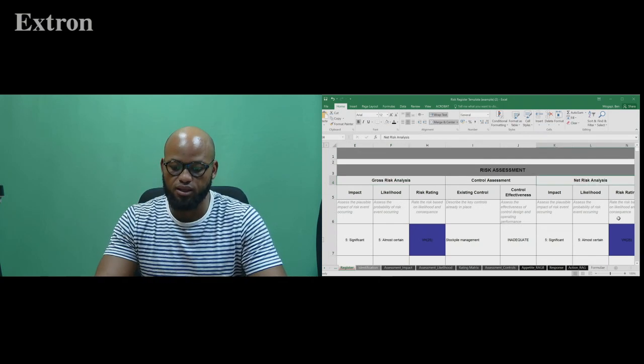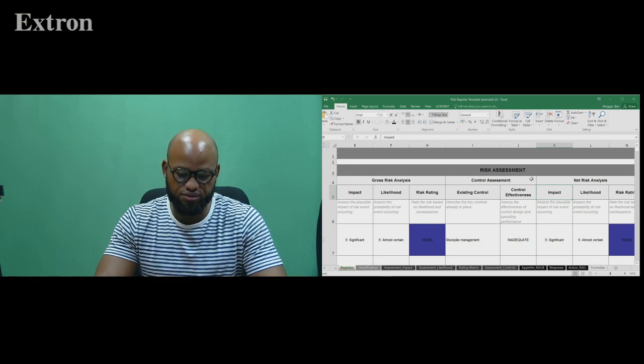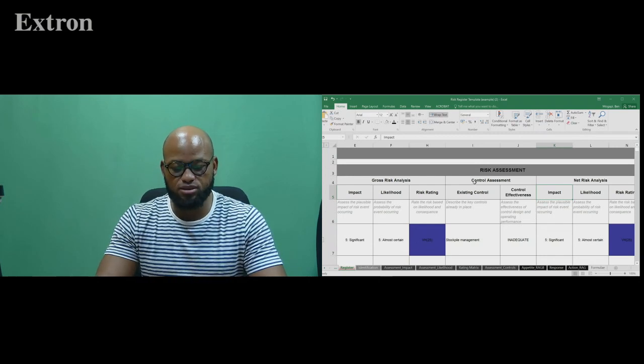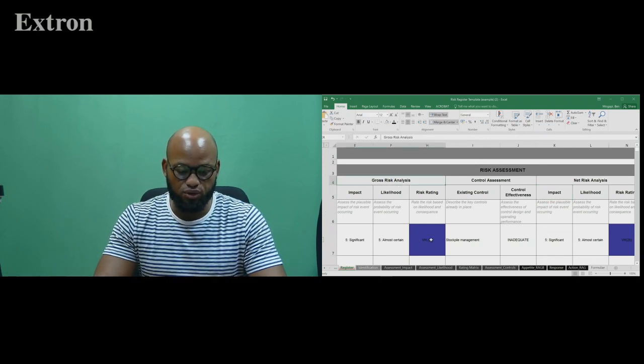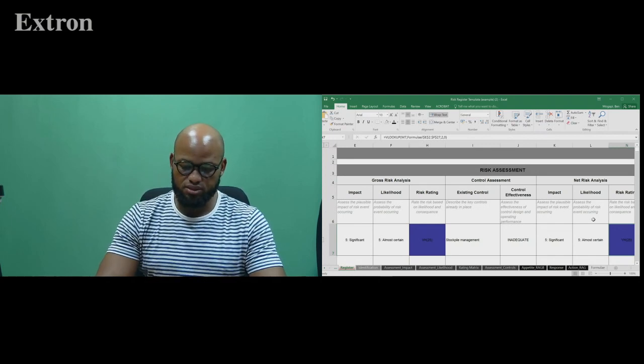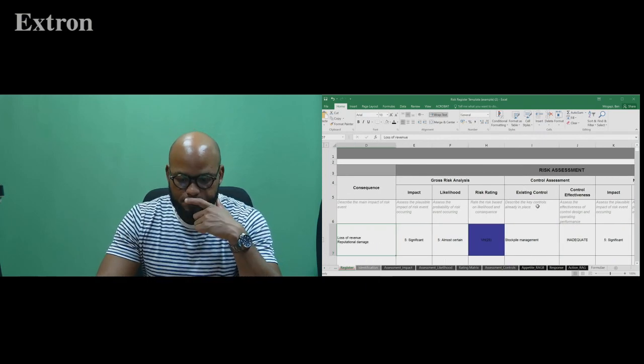With the net risks, we're assessing the impact after consideration of existing controls, and the likelihood of the risk happening after consideration of the existing controls. If nothing is changed, then the rating doesn't change. However, if we think there are some controls that are going to help us effectively manage this risk, even though on a gross level this risk is very important, on a net basis we might decide that it's less important.